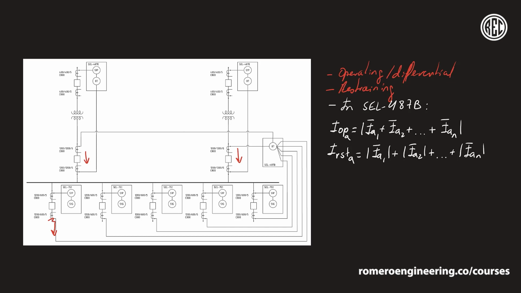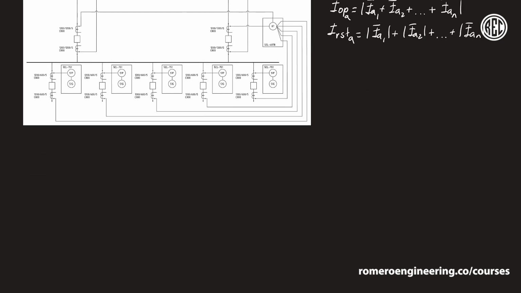Now, let's run through 3 different examples. First, let's calculate what the operating current and restraining current would be for an example where the bus is heavily loaded. Then let's do the same thing for an external fault, and then let's do another example for an internal fault. So let me actually use this same one line that I have drawn over here, and let me erase this, and let me switch back to red.